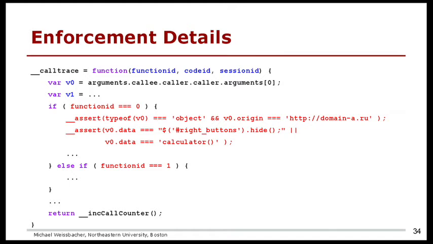So coming back to the running example, this is function 0, we would check whether the type of v0 is in fact object and whether the origin property is what we learned before. Next, we check whether the data property is either one of those 2 values. So if this were to be exploited, it would fail at the first assertion.